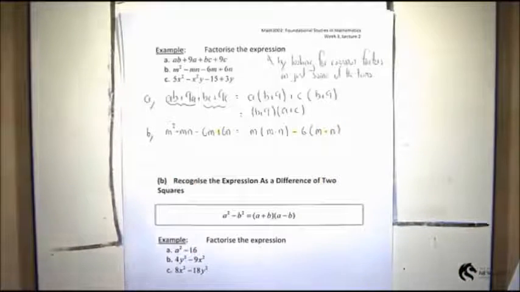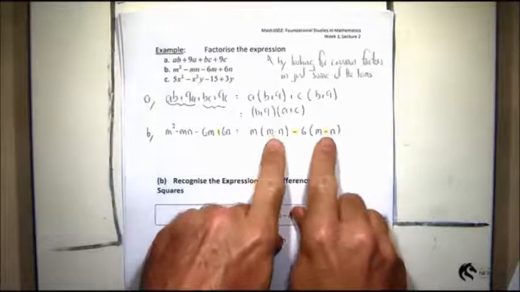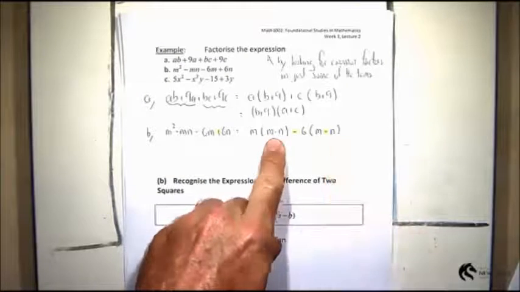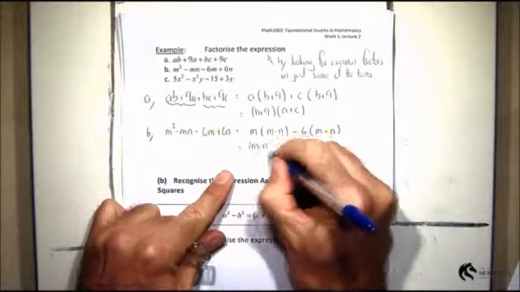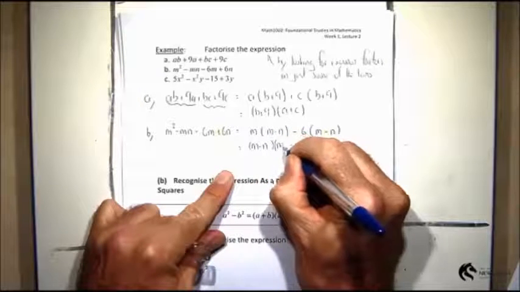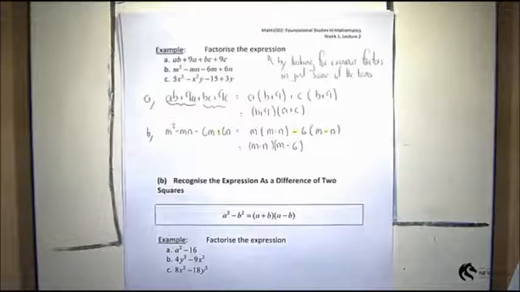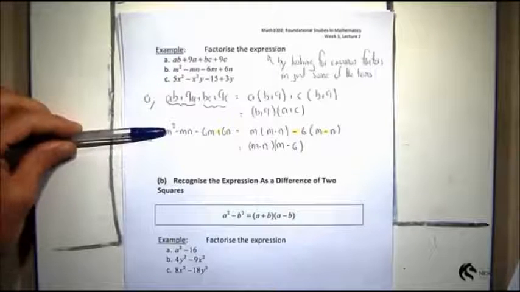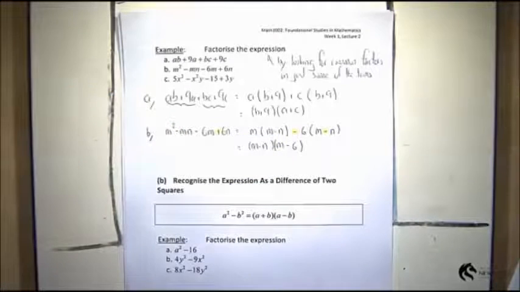That's something to be wary of when you're trying to do these things. But the beauty of all of this is that m minus n is now common. And so I can write this as m minus n times m minus 6. And there is my left-hand expression factorised, written as the product of 2 smaller expressions.